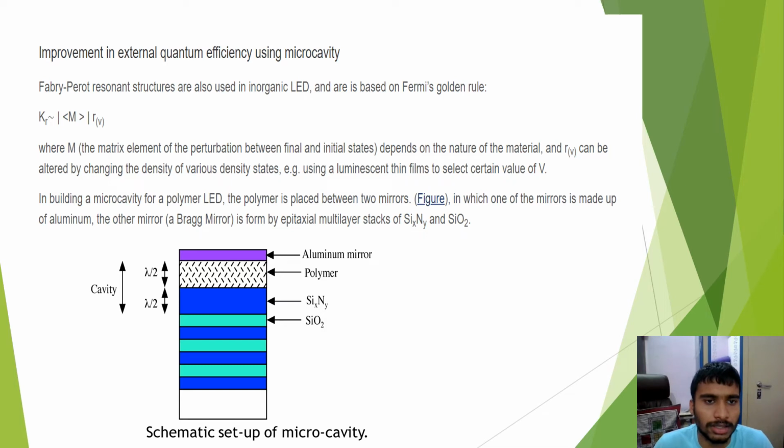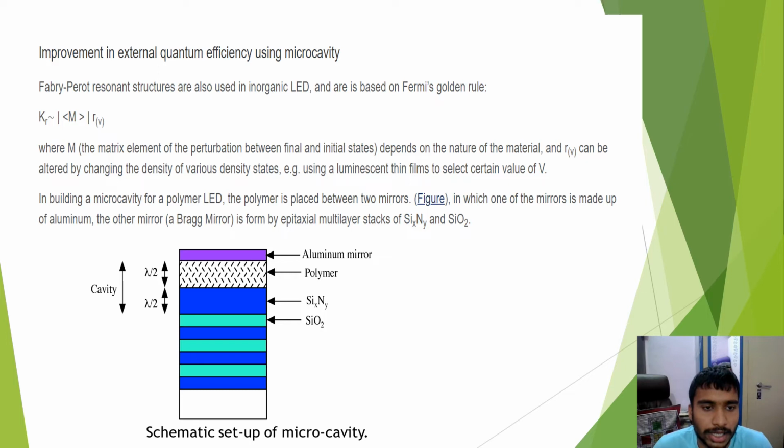The improvement in external quantum efficiency by using a microcavity. Fabry-Perot resonance structures are also used in inorganic LEDs and are based on Fermi's golden rule, where M, the matrix element of the perturbation between final and initial states, depends on the nature of the material, and the rate can be altered by changing the density of states. For example, using luminescent thin films to select a certain value of the density.